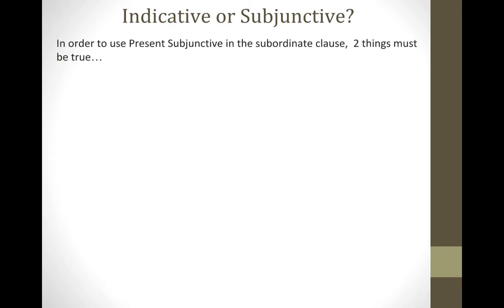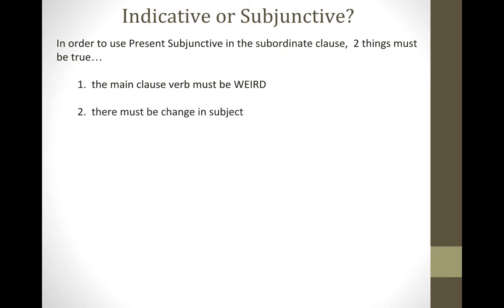Remember that when you're looking at a sentence trying to decide indicative or subjunctive, you have two things that must be true in order to use present subjunctive in the subordinate clause. Number one, the main clause verb must be weird. It must have a wish or a want, an emotion, an impersonal expression or statement, a request, or doubt or denial. Secondly, there must be a change in subject.